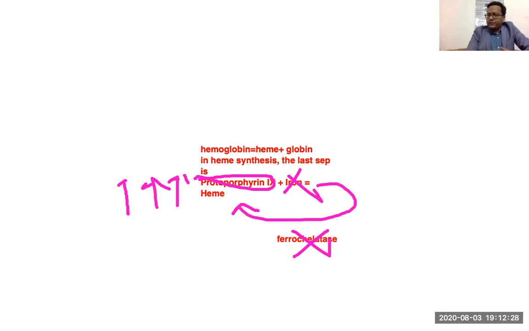And in lead poisoning also, this FEP level would be increased, but due to a different reason, because lead inhibits the enzyme ferrochelatase, which actually helps to act on protoporphyrin 9 and iron to form heme. So if the ferrochelatase is not there, again the same problem would occur. Protoporphyrin 9 cannot bind with iron, and the protoporphyrin 9 or free erythrocyte protoporphyrin level will be increased.